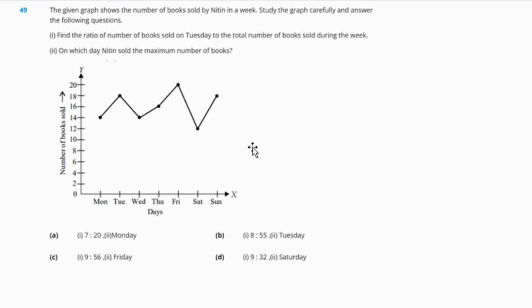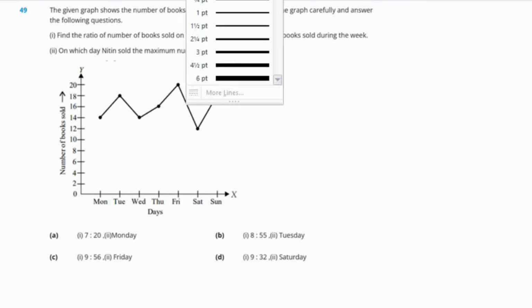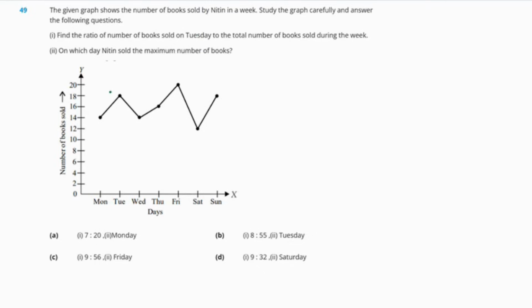Now the next one. In this question, the graph is given to us, and on the basis of that, we are supposed to give the answer. First, it is saying find the ratio of the number of books sold on Tuesday to the total number of books sold during the week. So the number of books sold on Tuesday, if we check, is 18. So on Tuesday, 18 books got sold. And then the total number of books sold during the week.